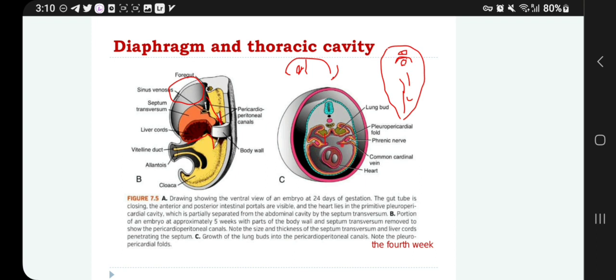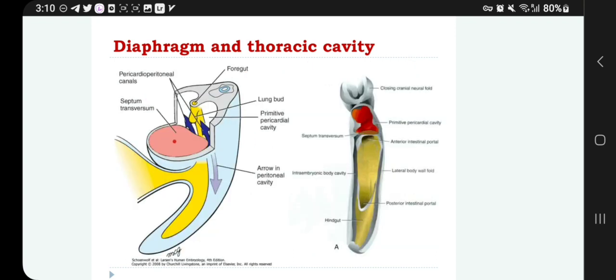A new fold, this fold is the pleuropericardial fold, because it wants to make a pleural cavity and pericardial cavity. It starts growing to the midline, and finally they separate the heart from the lung bud here. And here you can see the septum transversum and the heart during the development.